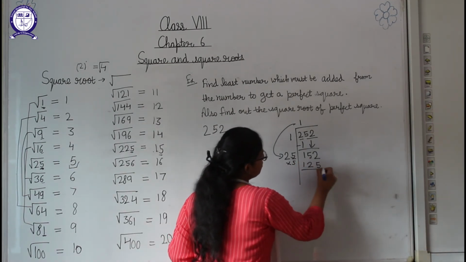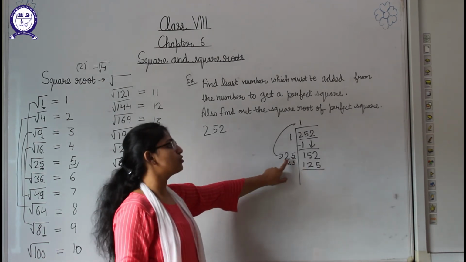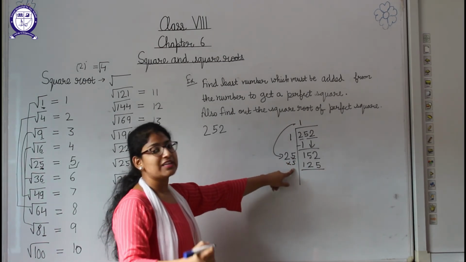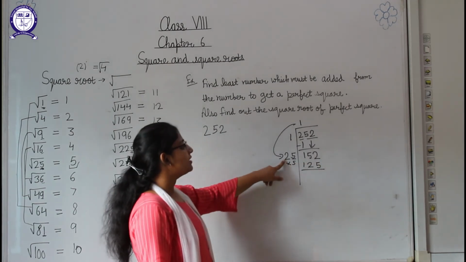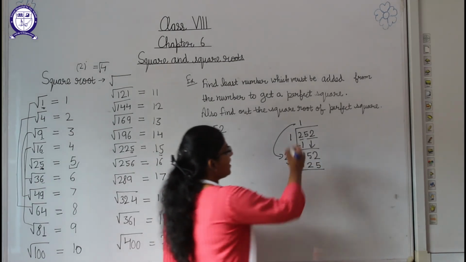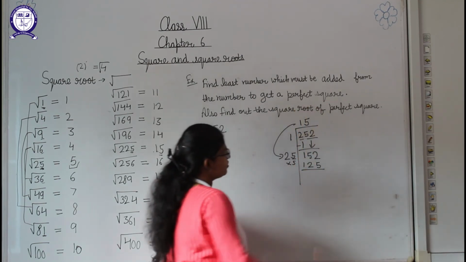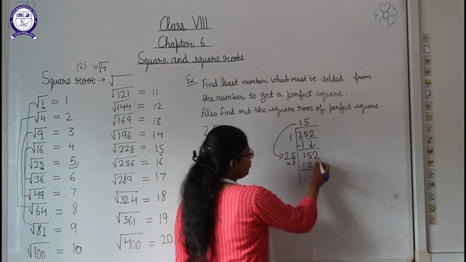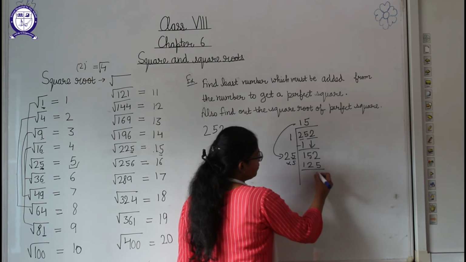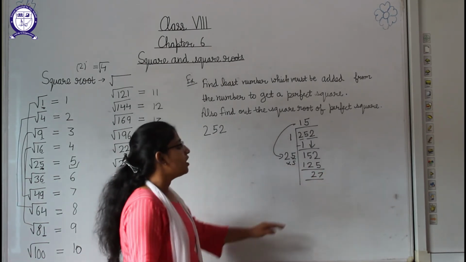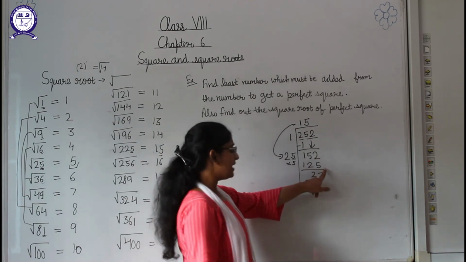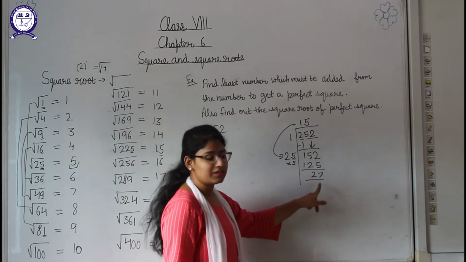125. Okay students, if you take 6 here, so 26 multiplied by 6, whatever the answer will be, it will be greater than 152. So I am taking 25 here. If I am writing 5 here, we will write it here also. Now 152 minus 125, we are getting 27 here. Okay, now students, here we are getting 27 as our remainder.